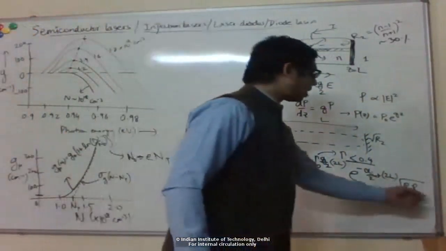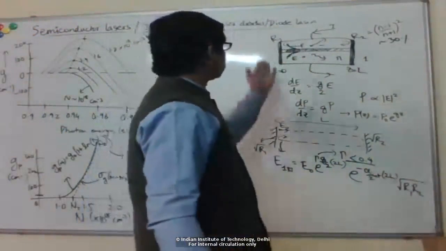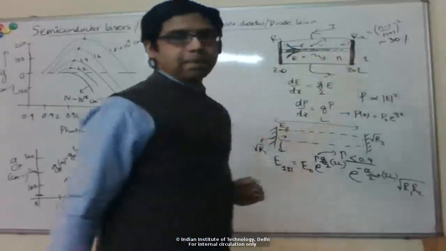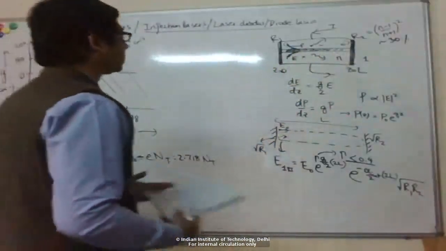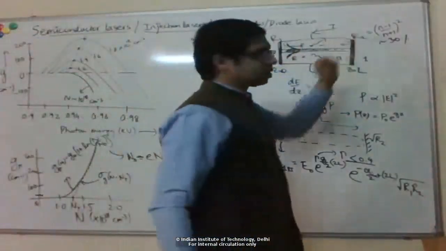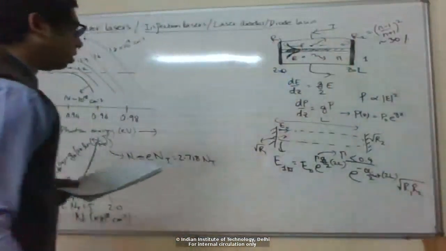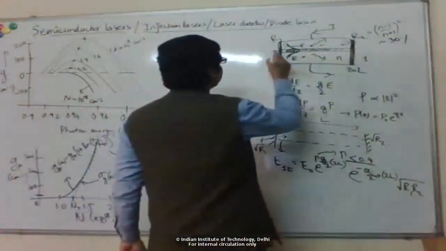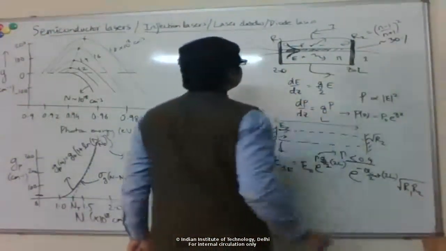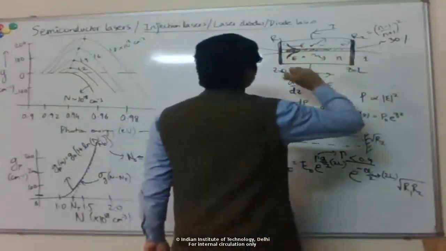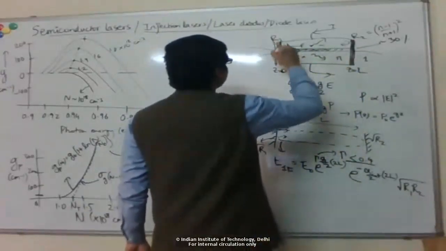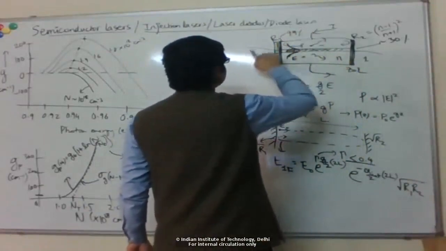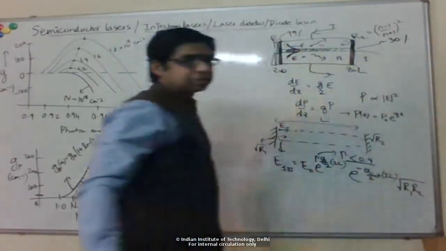So R1 and R2 in general could be different. They could also be the same. For example, if you just have cleaved facets, then they are the same. But you could have a different coating here as compared to here. For a device like this, typically light will come out of both facets. But if you want light to come out only out of one facet, then you make one of them very highly reflecting. You coat here so that this becomes like 99%. Then basically all your light just comes out of one facet.